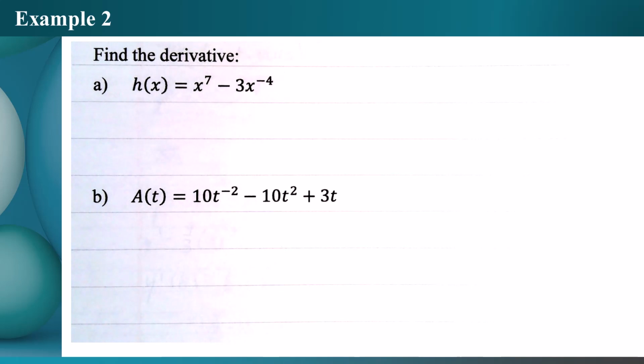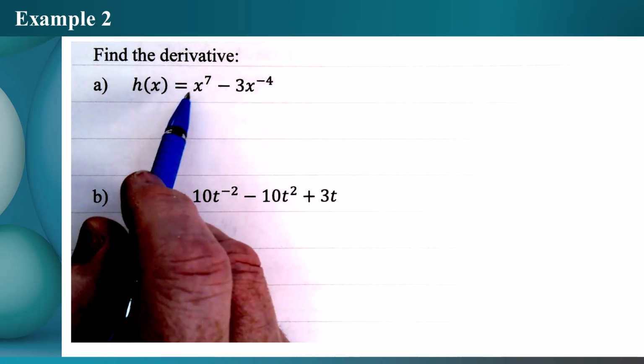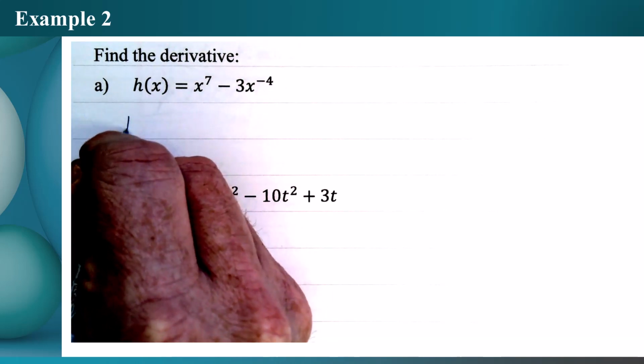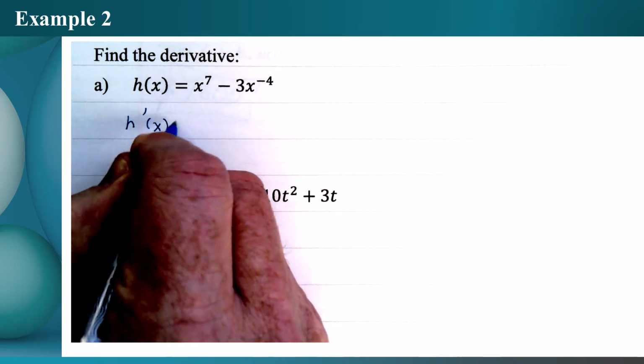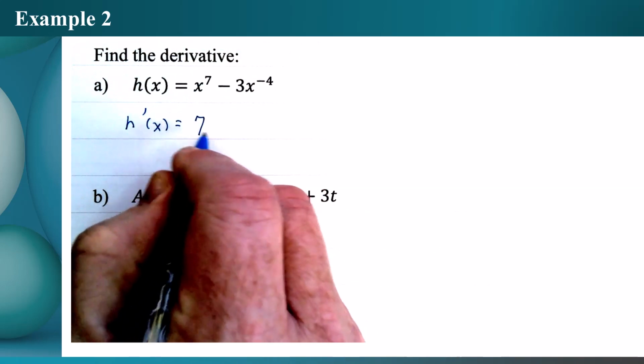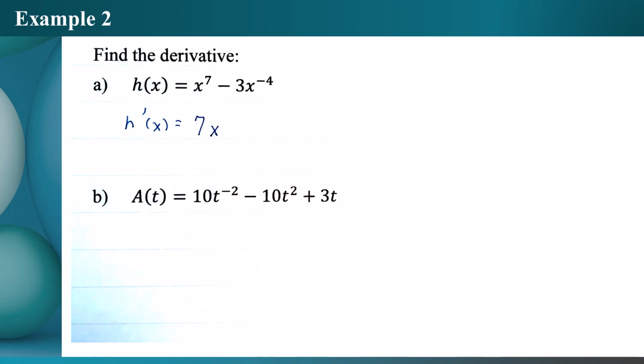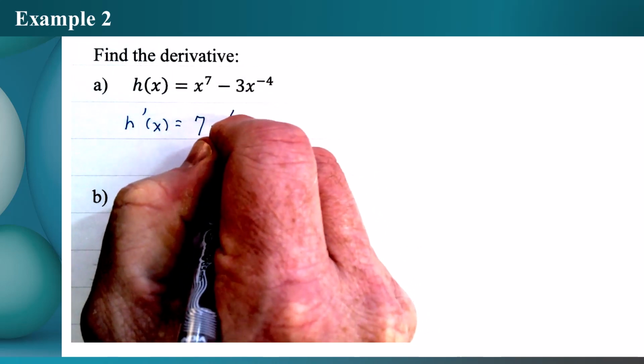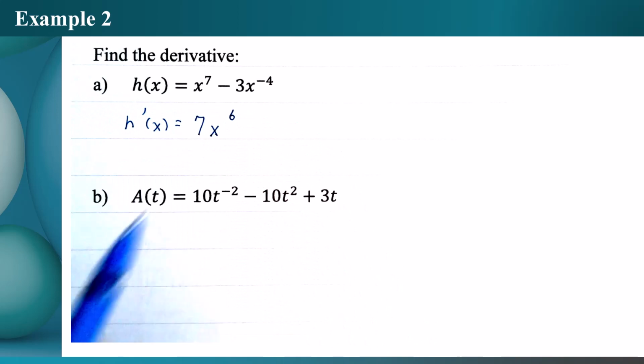In this example, we want to find the derivative of h of x equals x to the 7th minus 3 times x to the negative 4th. Well, now we're going to use the power rule here. In this first term, we have x to the 7th. And so h prime of x is going to be, let's see, the 7 comes out in front, and we subtract 1 from the exponent, which gives us 6. So we have 7x to the 6th for the first term.